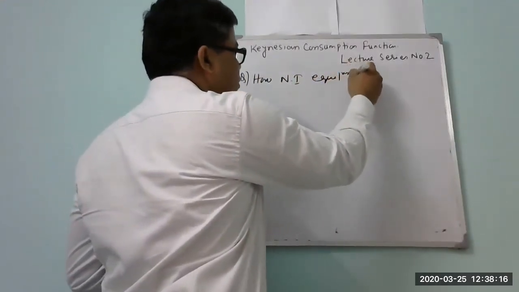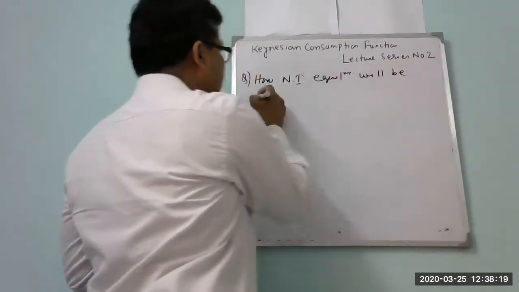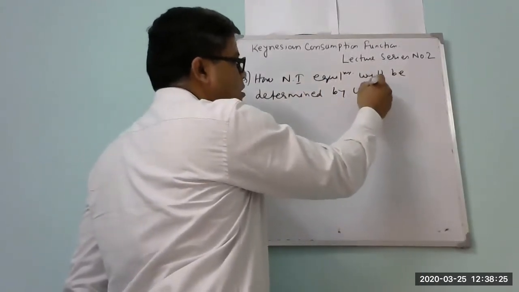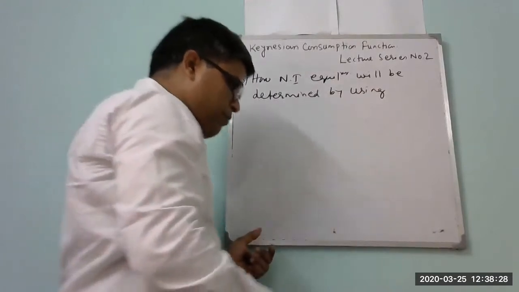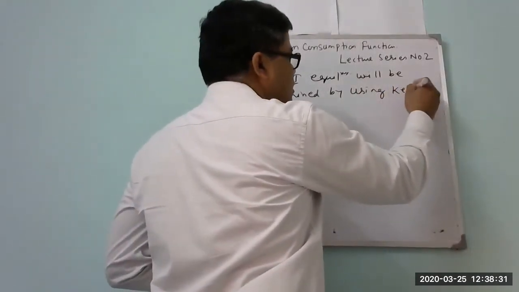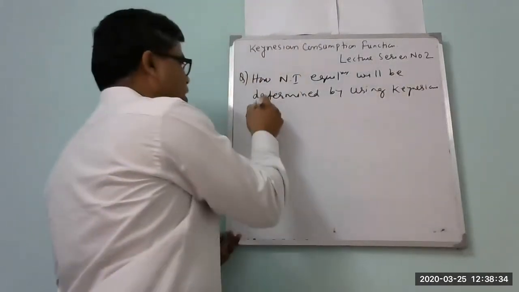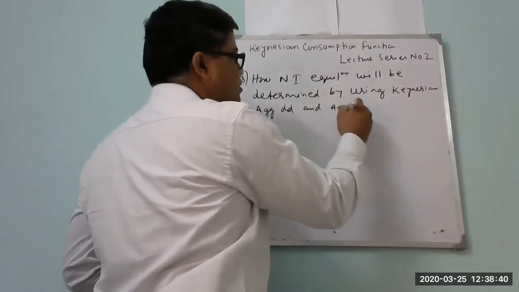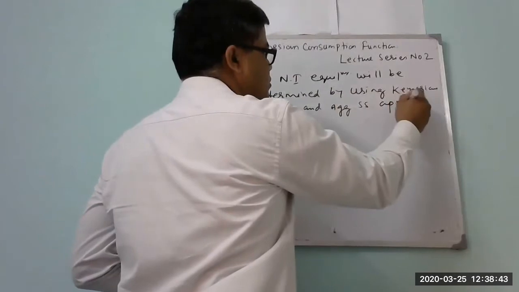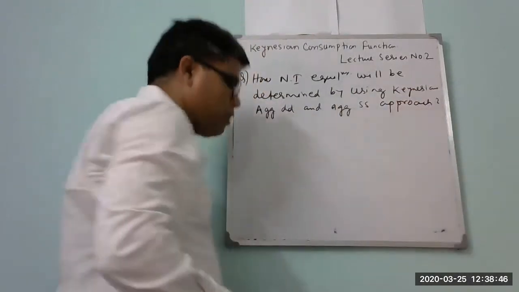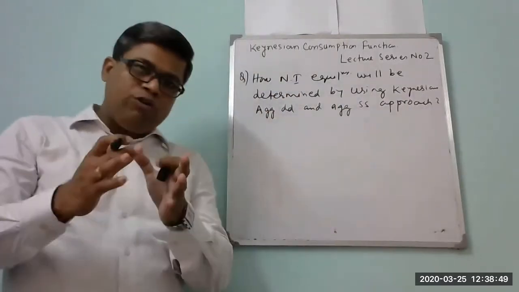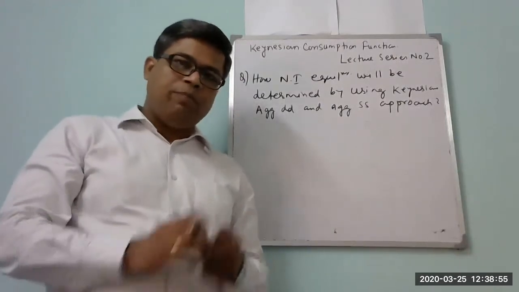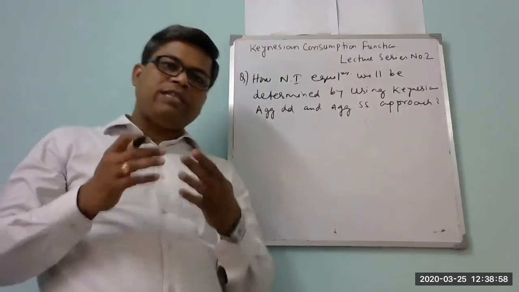So a question like this: how will national income equilibrium be determined by using the Keynesian aggregate demand and aggregate supply approach? Or simply the question may come like this: by using the Keynesian approach, explain the national income equilibrium.